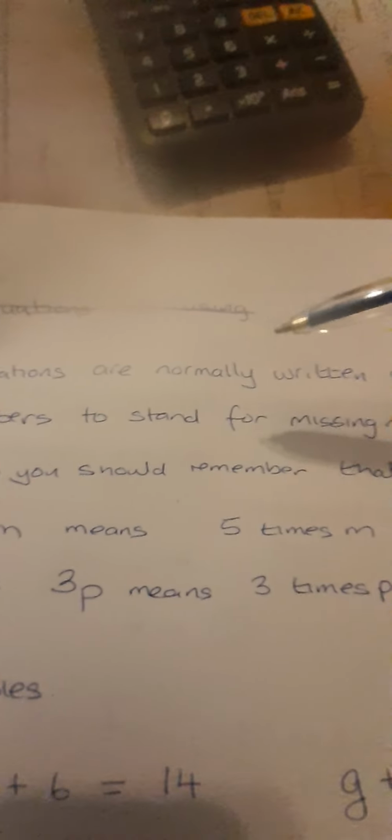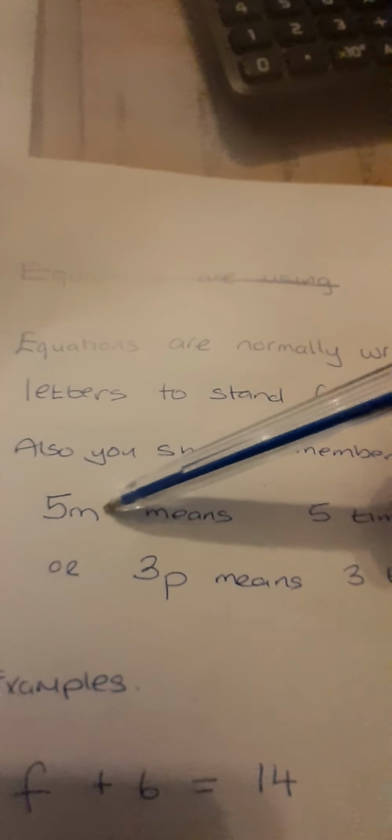So the other thing about equations is that normally we don't use question marks. We have them written with letters of the alphabet to stand for the missing numbers. Also, you should remember that things like 5m means 5 times m. So that's 5 multiplied by m. Or if you see 3p, it means 3 times p, 3 multiplied by p. So the opposite of that would be divide by 3, or the opposite of that would be divide by 5. So let's do some examples with letters.